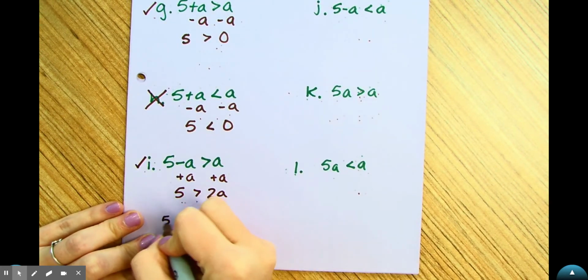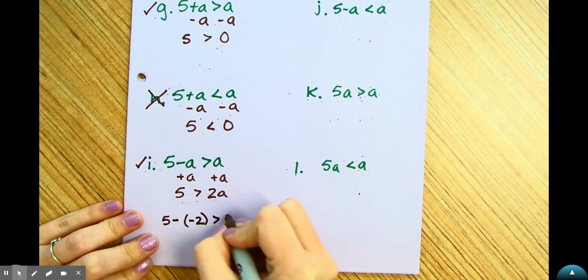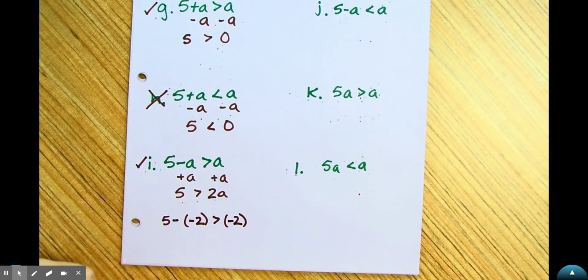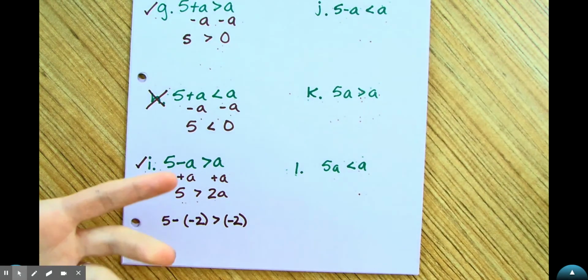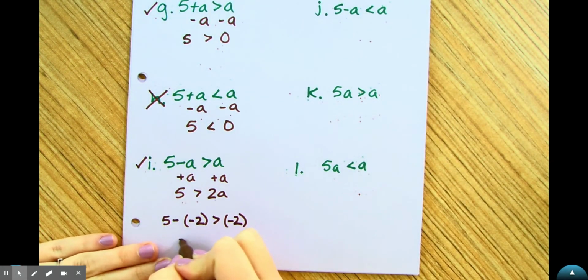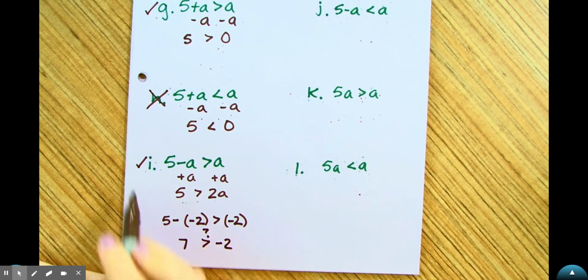Another way we can do this problem is by plugging in a number for a. 5 minus, wherever we see an a, we have to put the same number. We are just trying to see if we can figure out one possible choice for a. This becomes 7. Remember, a minus, a negative is the same thing as adding. Is this bigger than -2? Yeah, 7 is bigger than -2.